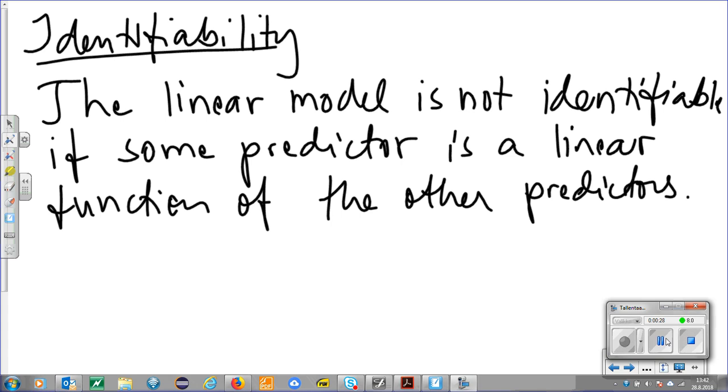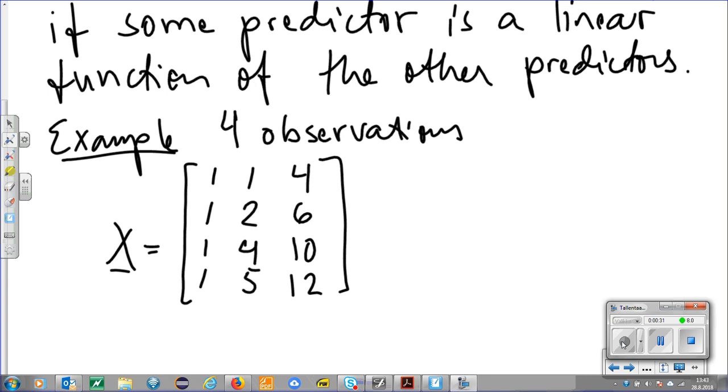Let us take an example. Assume that we have 4 observations and the model matrix is as shown here. The model includes an intercept because we have this column of ones, and then we have 2 predictors. Define it so that the first column is x1, the second column is x2, and the third column is x3. So they are all vectors of length 4.